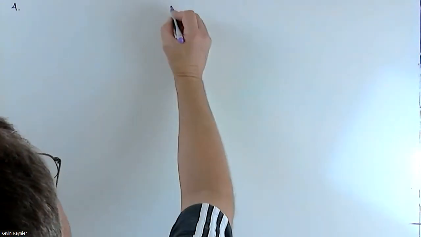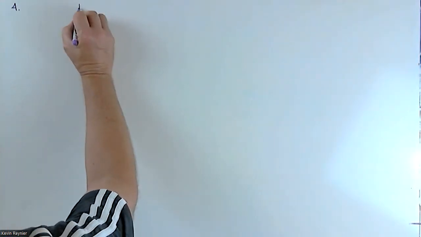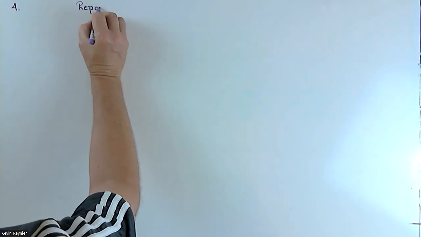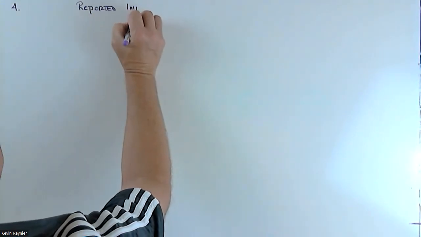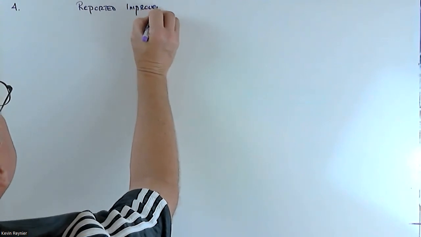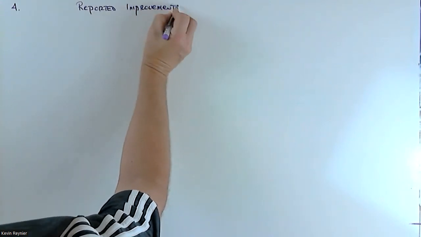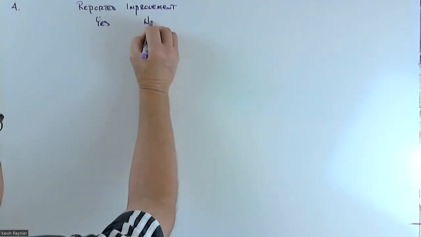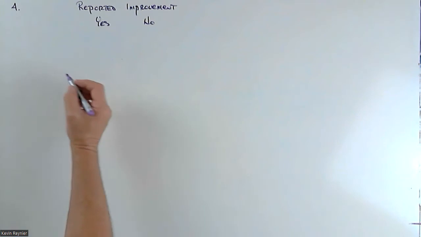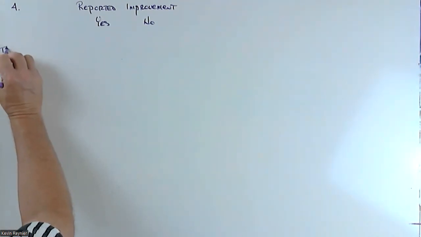Okay, so this is question number 4, right? So what have we got? We'll just make a little table here. These people reported improvement, all right? And we have a yes: yes, I thought I improved. And we have a no: no, I didn't improve. And then we have our treatment over here, right?